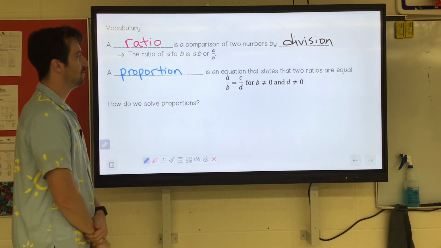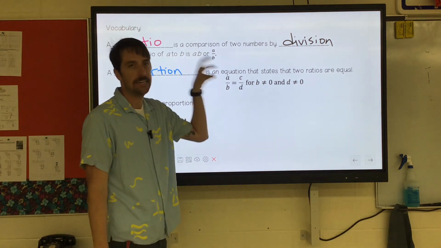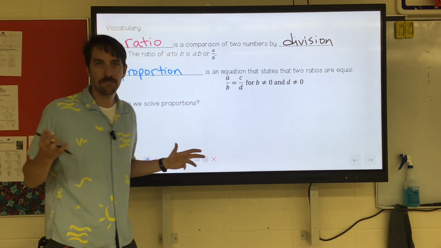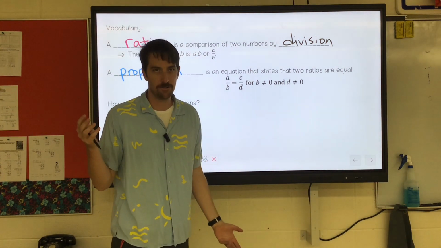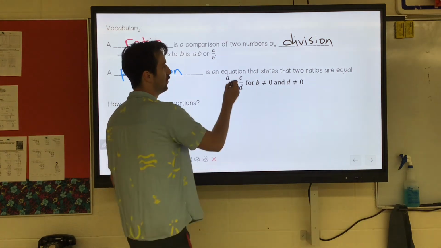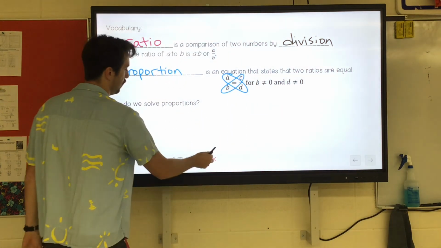A proportion is an equation that states two ratios are equal. So it'll be a fraction equals a fraction. How do we solve them? It's not too bad. We just cross multiply, and then you solve the equation that is left. So you multiply diagonally and set them equal to each other. So that's what we're going to try out here.